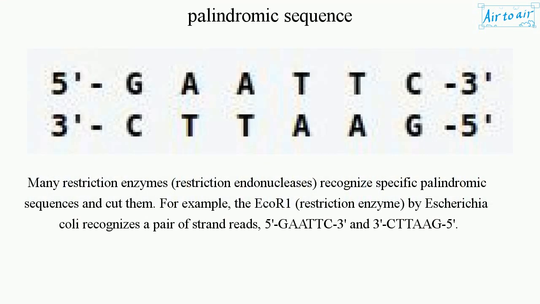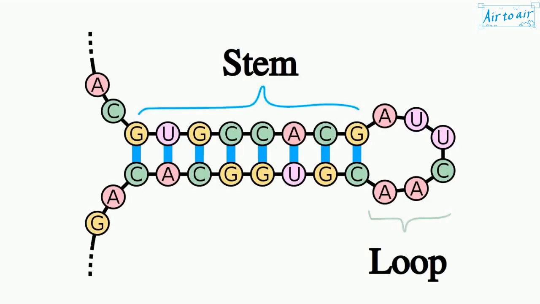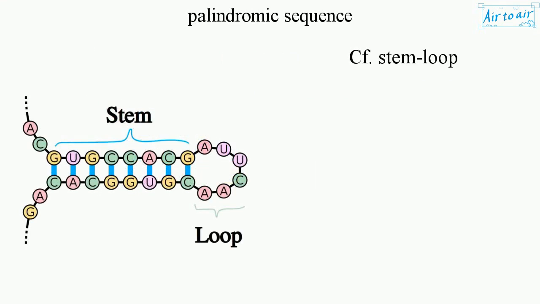Many restriction enzymes, restriction endonucleases, recognize specific palindromic sequences and cut them. For example, the EcoRI restriction enzyme from Escherichia coli recognizes a pair of strand reads, 5' GAATTC 3' and 3' CTTAAG 5'. Cf. stem loop.